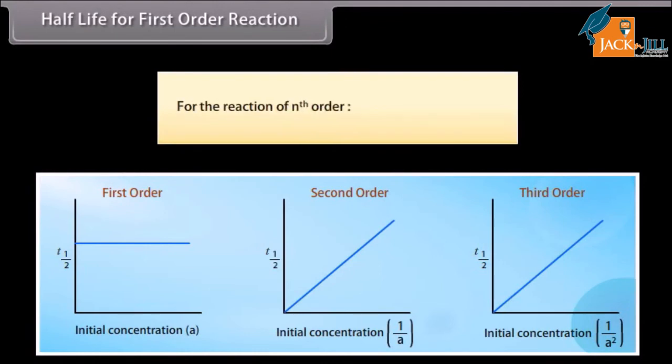For the reaction of nth order, t half is inversely proportional to 1 upon A naught raised to the power n minus 1.